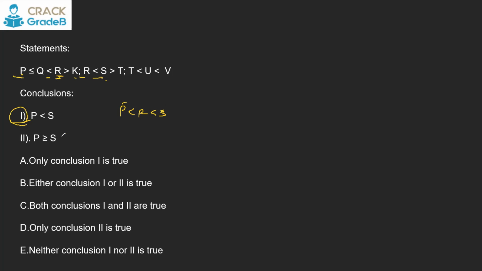So that means this is not true. Only one is correct. Only conclusion 1 is true, because P and S can have only one relation between them. Either P will be less than N or greater than or equal to. But P already, you know, is less than N, S. So that is going to be a true conclusion.